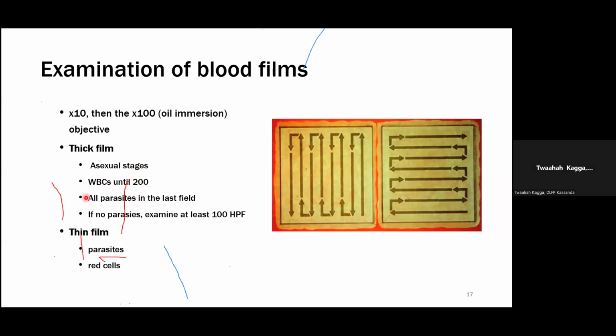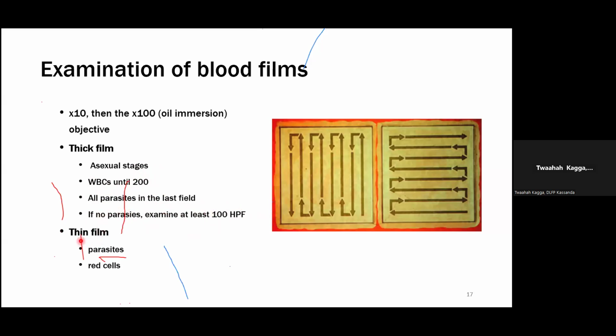This will help us in reporting, as we shall see. That we shall also see that when we reach the last field, we count both the parasites and the WBCs. In the field where we have found our 200th white blood cell, then if we don't see any parasites, it is advisable that we examine at least 100 high power fields. We examine at least 100 fields if we have not seen a parasite.